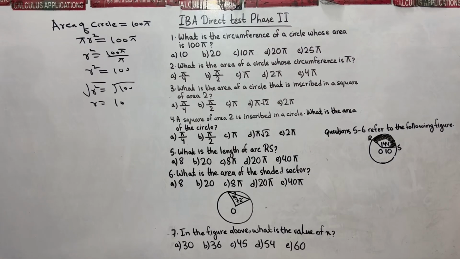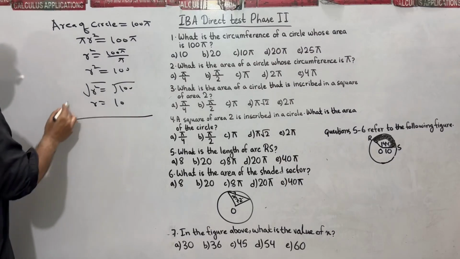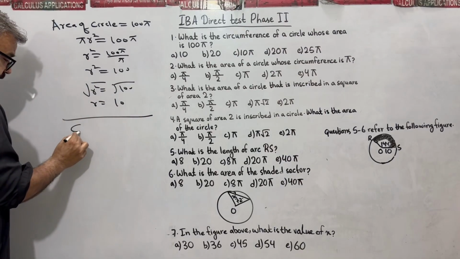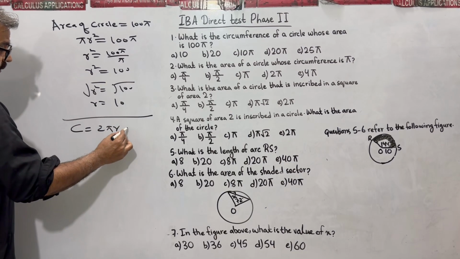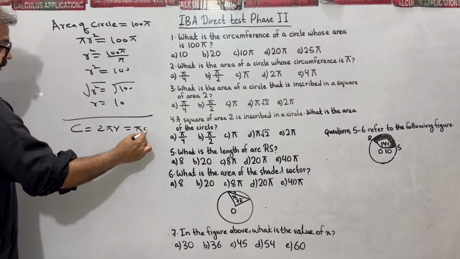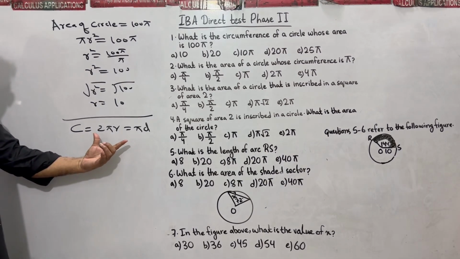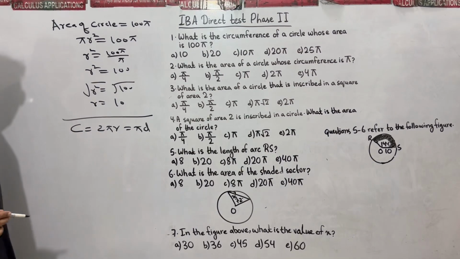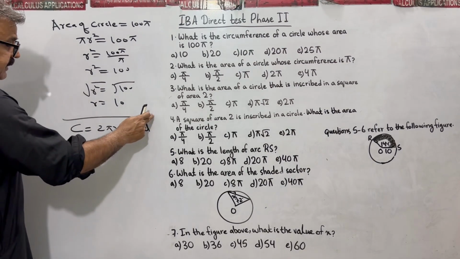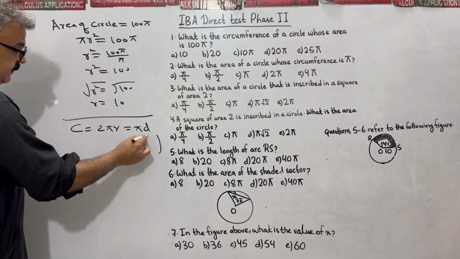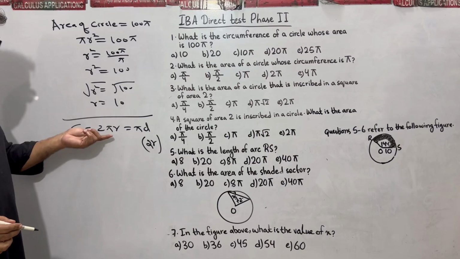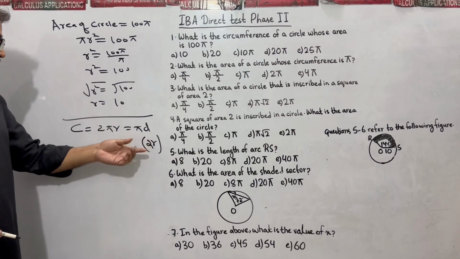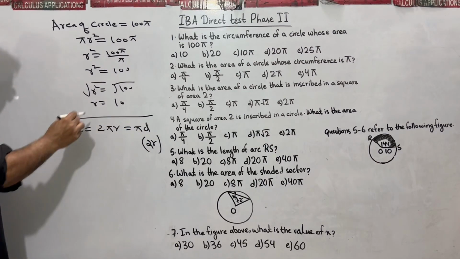The radius is the only variable for finding circumference and area. We have the area, and now we are asked to find the circumference. Circumference is 2 pi r, or some literature writes pi times d. They are both equivalent. Why? Because diameter is equal to 2r. Instead of 2r, we can plug in d, or instead of d, we can write 2r.